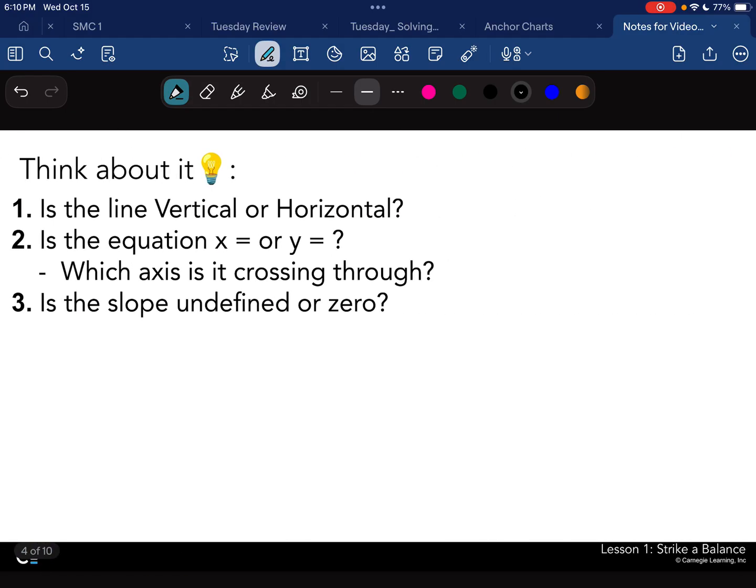So as we go through each question, the first thing I want you to think about is, is this line vertical? So remember, vertical is up, down. And is it horizontal? Left, right. Is the equation going to be x equal or y equal? So which axis is it crossing through? And then is this slope undefined? So remember, if it's undefined, up, down. And then if it's 0, left, right.